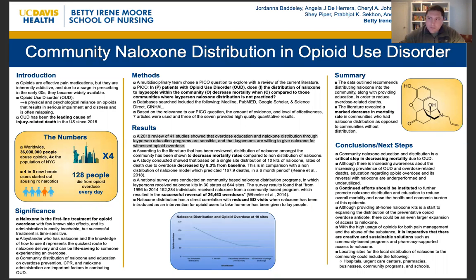I'm here to present our EBP poster presentation for Group 11, which our study was about the community naloxone distribution and opioid use disorder. Opioids are a class of drugs that have been used for centuries to treat pain effectively. While the powerful analgesic effects opioids produce prove beneficial as medical treatment for various acute and chronic conditions, they are often misused and subsequently abused due to their euphoric and depressant effects on the central nervous system.